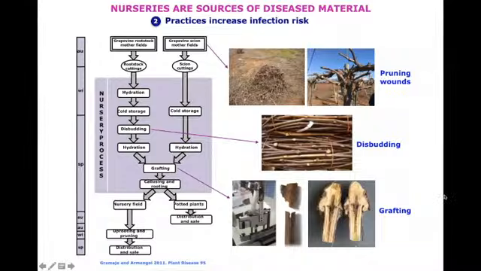However, production practices in most nurseries provide many opportunities for fungal trunk pathogens introduction through poor sanitation practices, or through pruning wounds, the disbudding stage, or the dramatic action of putting together the scion and the rootstock in an omega grafting machine.